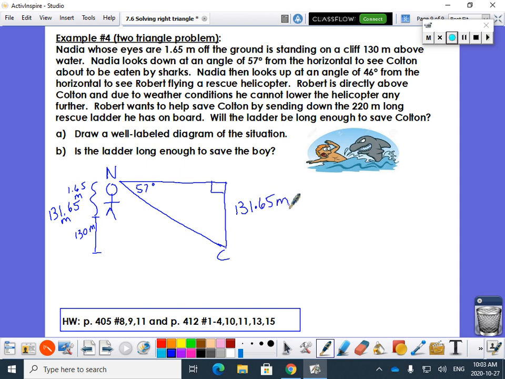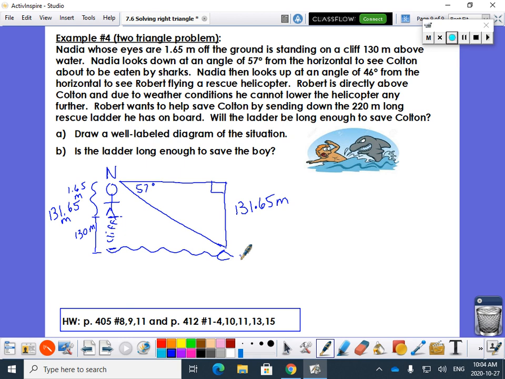Sorry, what was that question? Because realistically, I don't want to keep adding so much to the picture, but from here to here is the cliff. And then from here, the top of the cliff, to pretty much the height of Nadia. And then down here is the water, where Colton is. Does that make sense? Okay. So now, we're not done yet.